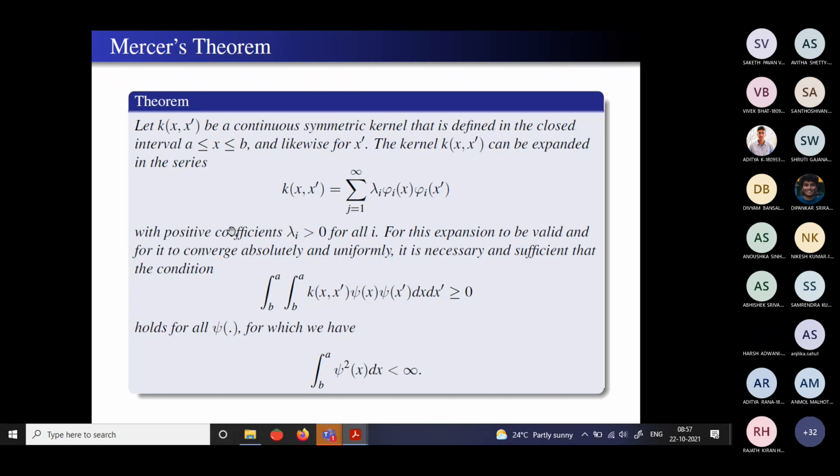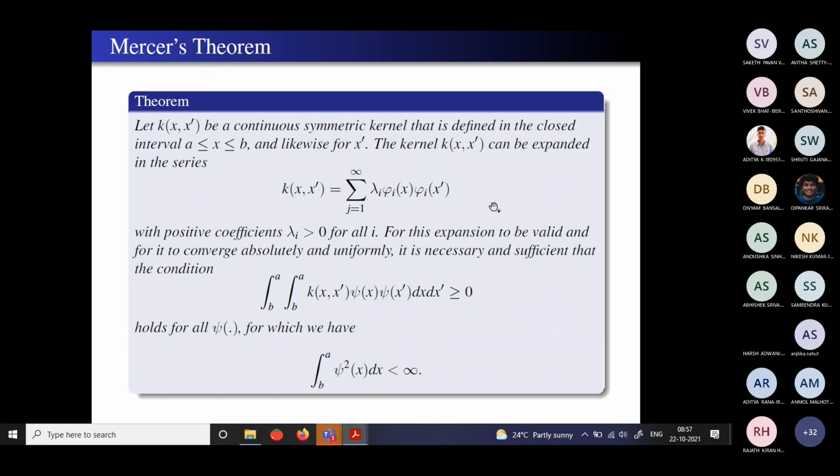Let K(x, x') be a continuous symmetric kernel that is defined in the closed interval a to b, and likewise for x' as well. Now the kernel K(x, x') can be expanded in a series. We can write it as the sum from i = 1 to infinity of lambda_i phi_i(x) phi_i(x'), with positive coefficients, lambda_i greater than 0 for all i.